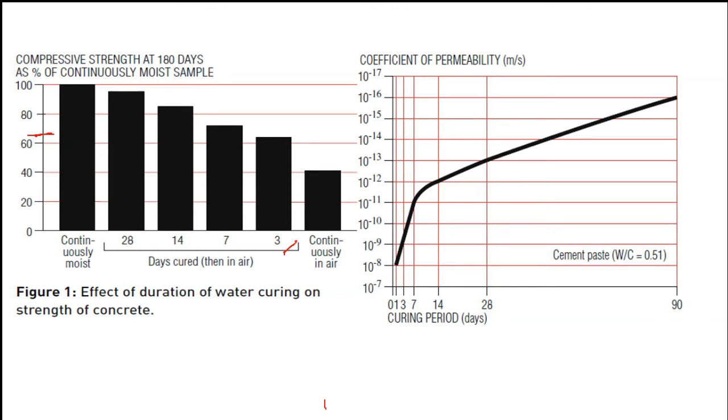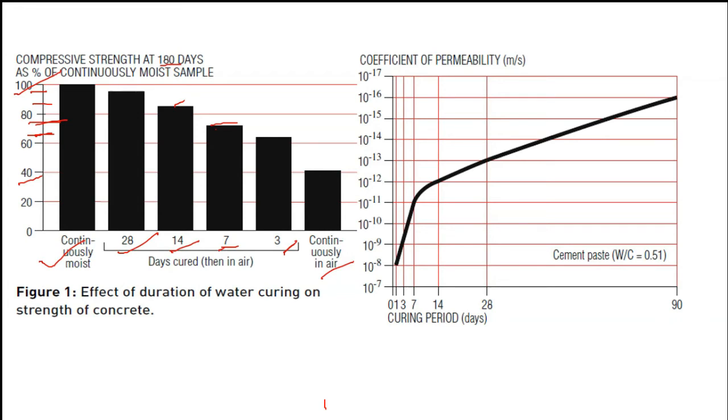And if it is cured for 7 days, it is going to achieve around 70% of its complete strength. If it is cured for 14 days, it is going to achieve maybe 85% of its final strength. And if it is cured for 28 days, it is going to achieve around 90% of its compressive strength. If it is continuously kept moist, then at the end of 180 days it is going to achieve its 100% strength. And if it is completely left in the air, it is going to achieve only 40% of its strength. So as you can see, the duration of curing actually influences the compressive strength that this member is going to achieve.